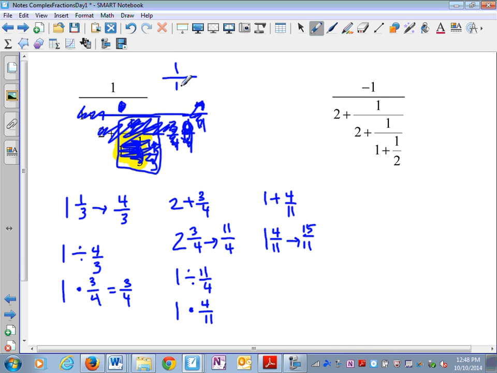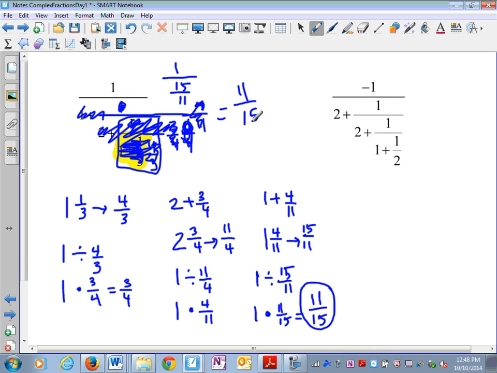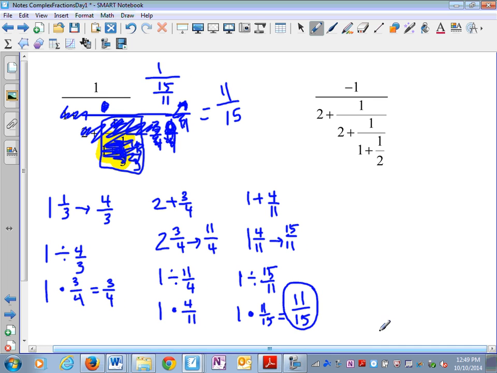This is where we are now. We've got 1 divided by 15/11. That is keep, change, flip, 11/15ths. Whew, that was a lot of work. So that fraction within a fraction within a fraction within a fraction all simplifies to be 11/15ths. Now before you panic, let's try another example.